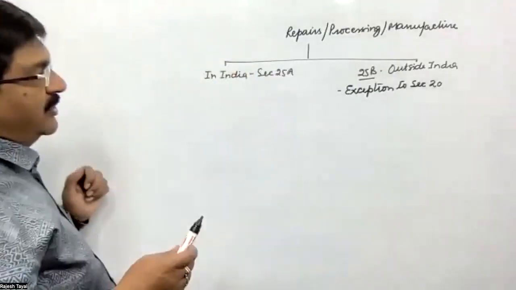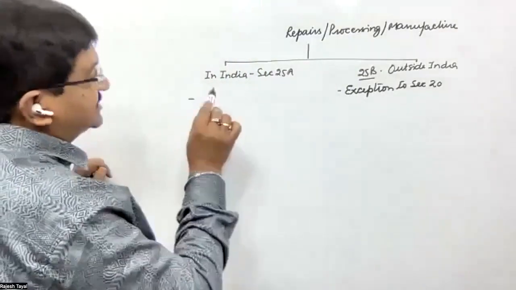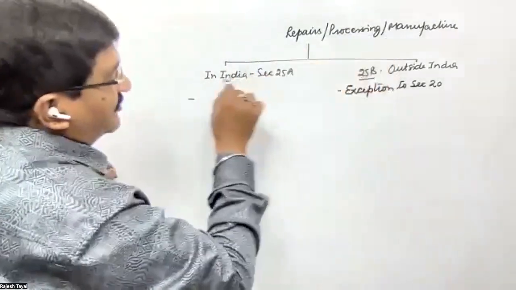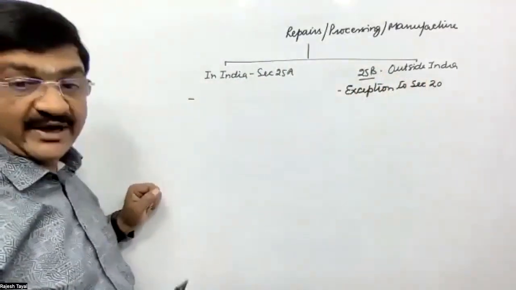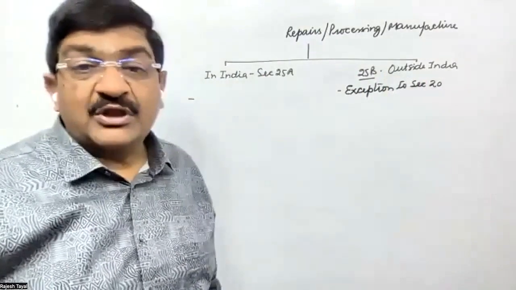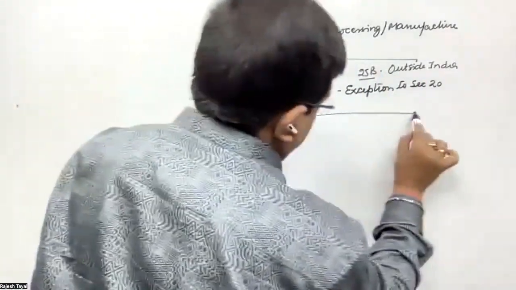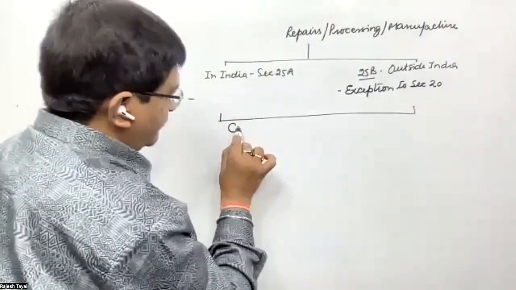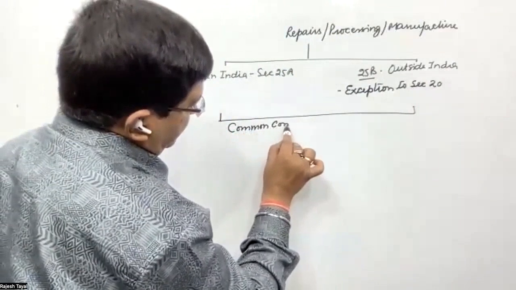Okay. So in all these cases, repairs, processing, manufacture happen in India. In this case, repair, processing, manufacture happens outside India. Now the conditions are common. What are the common conditions? Common conditions.